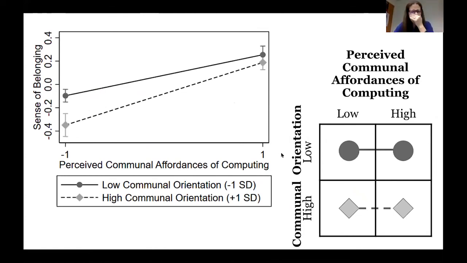So what we're seeing is for students with high communal orientation, which are going to be more likely to be women, students of color, and first generation college students, there's a bigger positive impact of believing that computing allows you to pursue communal goals. So if you can see my mouse, for everyone, they report a higher sense of belonging if they think computing has communal affordances. And that is a steeper slope for students who have high communal orientation or want to help society.